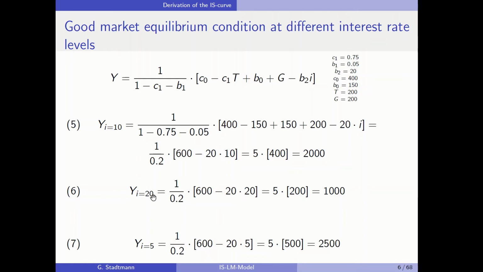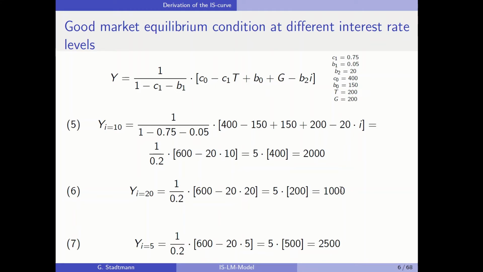When the interest rate increases to the level of 20, of course, the investment function is affected. Less investment is going on, and therefore we can see here that the equilibrium level of GDP decreases in case the interest rate increases. In the last step, we are reducing the interest rate to the level of 5, so more investment is going on, and therefore the GDP level will be higher compared to the other scenarios.